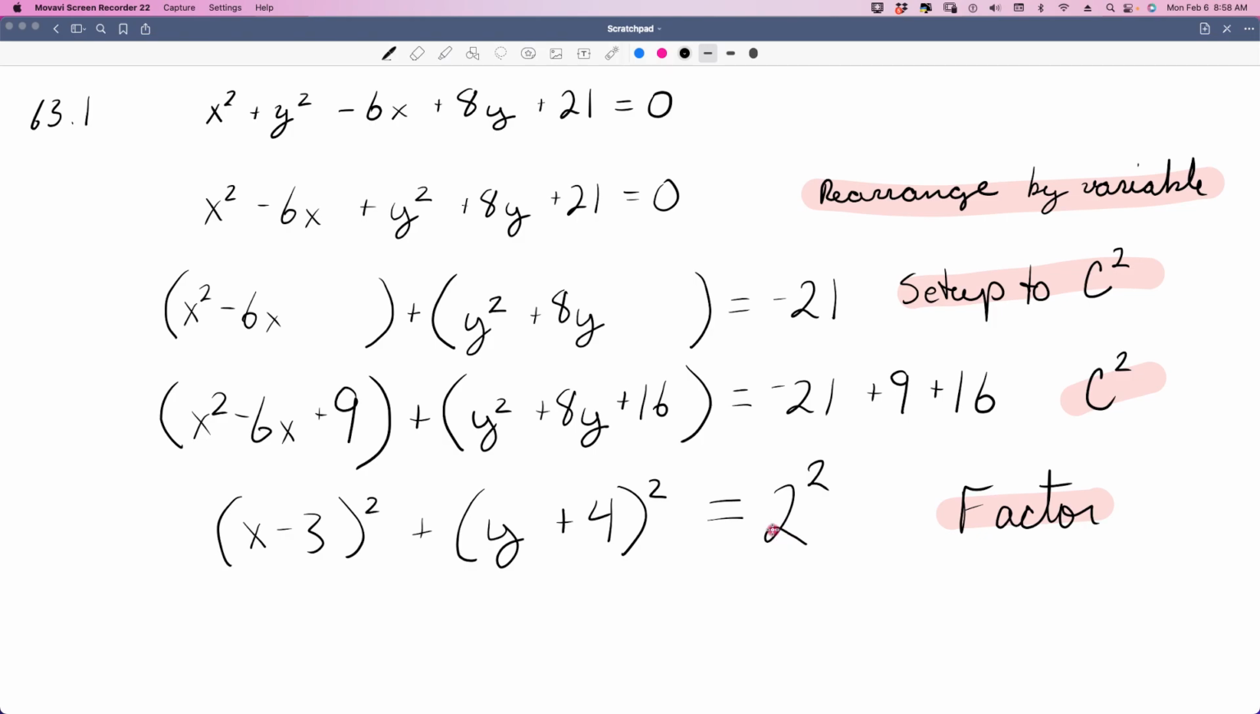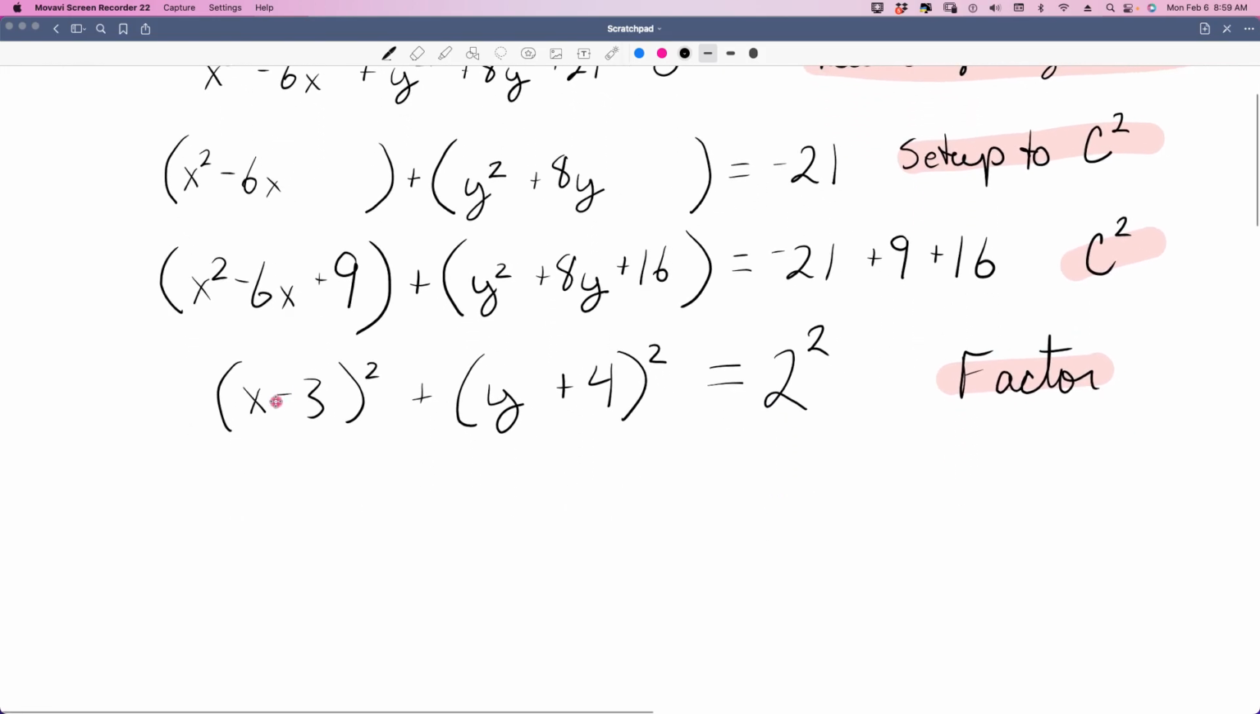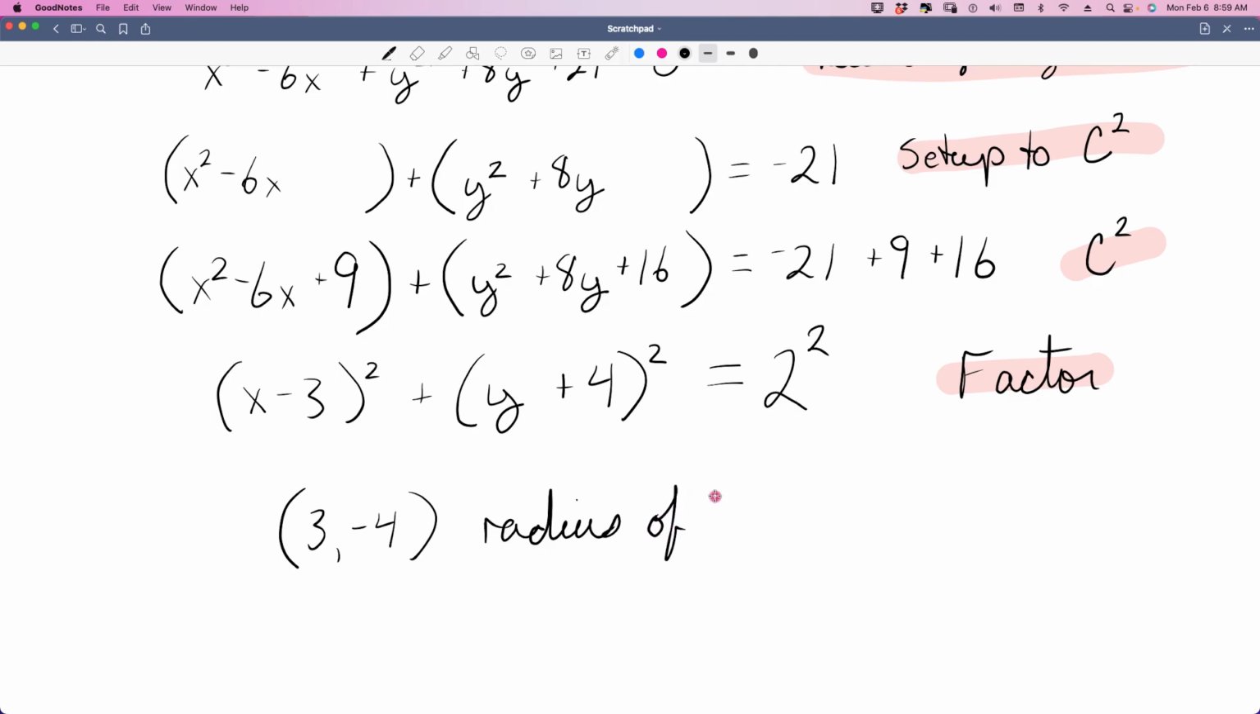So that is going to tell us now our origin and our radius. And our origin is going to be the opposite of these numbers here. So our origin is going to be 3, -4 with a radius of 2. And that is all it takes in order to get it back into standard form, where we can find the information that we need to easily graph a circle.